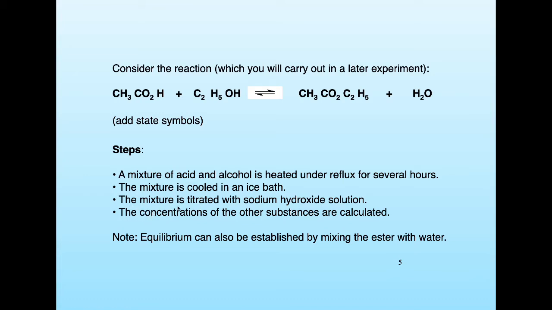What we do then is titrate the mixture with sodium hydroxide. Sodium hydroxide obviously is an alkali, so it's going to react with the ethanoic acid. We can find out how much ethanoic acid we've got, and from that we can work out how much of the other substances we've got. Now, this sounds quite complicated, but we're going to work through it together. Just as a little side note, if we mix a little bit of water with ethyl ethanoate and reflux them, they will form these, and you can establish equilibrium from the other direction.